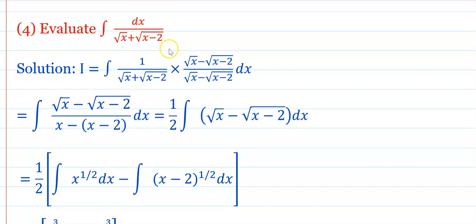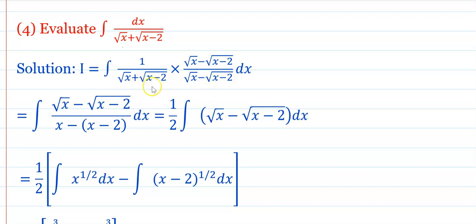It is not always in a standard function. Then what algebraic operations do we have to do for this? Now here, integral 1 upon root x plus root of x minus 2. We will rationalize this denominator, that is, multiply n and d by the conjugate of this part, which is root x minus root of x minus 2. Multiply numerator and denominator by root x minus root of x minus 2.